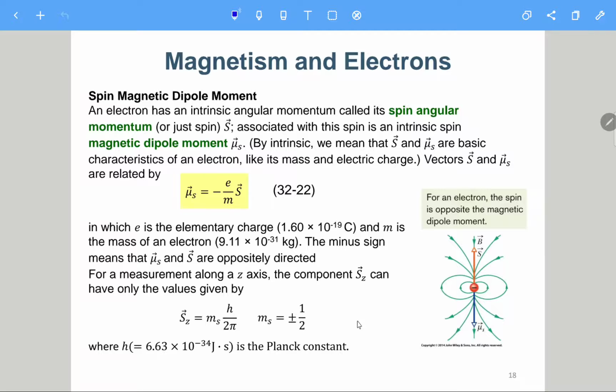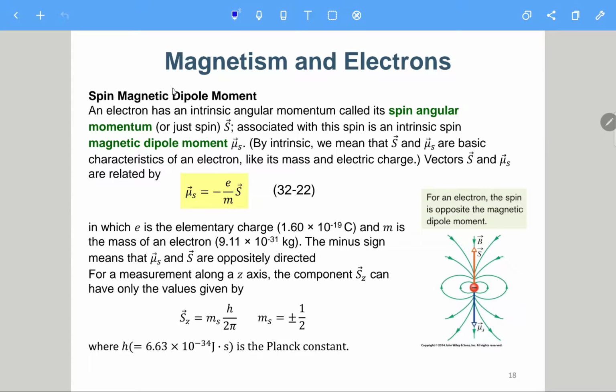So here we talk about something really hardcore in the thesis. They try to find out what really generates the magnetic field. So here it talks about the spin magnetic dipole moment.